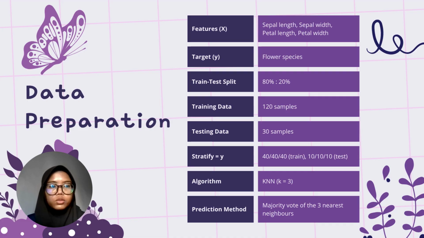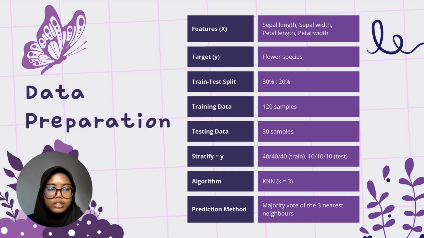First, the dataset was divided into two parts. The four measurements, which are sepal length, sepal width, petal length, and petal width, were used as the input features or X. The flower species was used as the target variable or Y. Next, the dataset was split into 80% training data and 20% testing data using the train test split function.